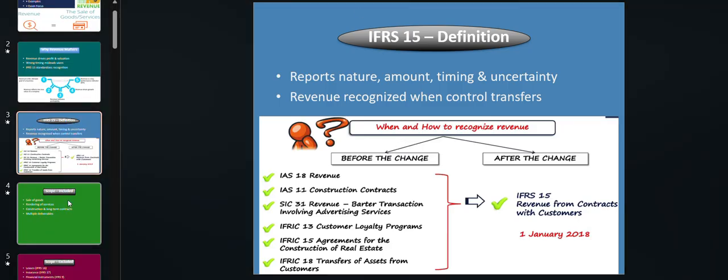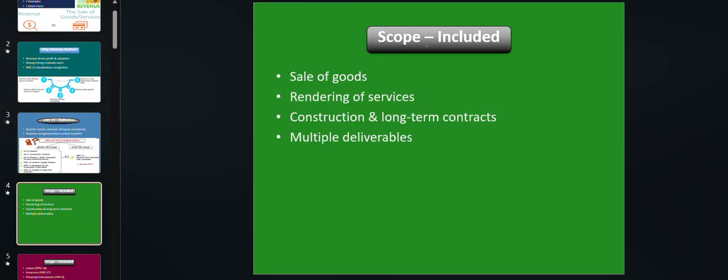Next, we have the scope of IFRS 15. IFRS 15 applies to most contracts with customers. This includes the sale of goods, the rendering of services, construction and long-term contracts, and contracts involving multiple deliverables. This broad scope ensures that revenue recognition is consistent across different industries.